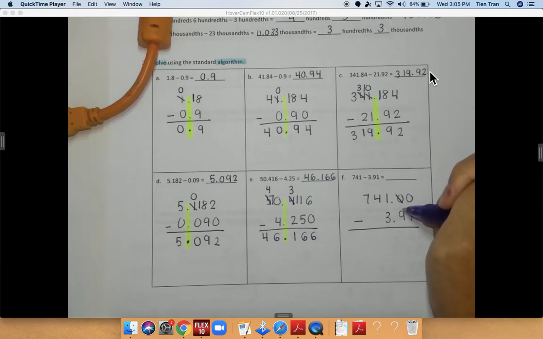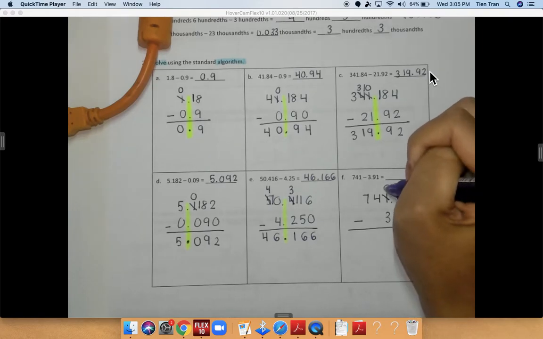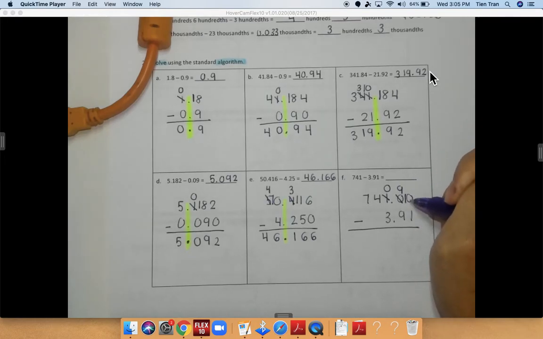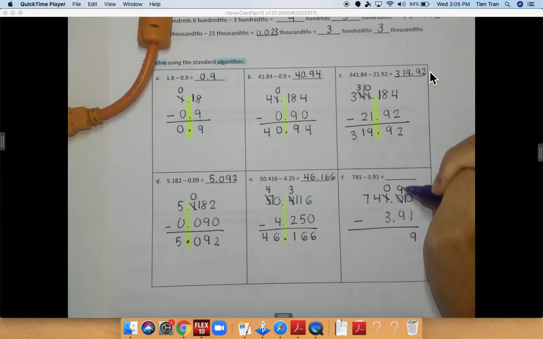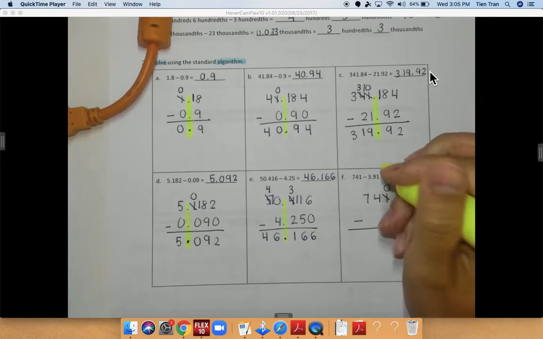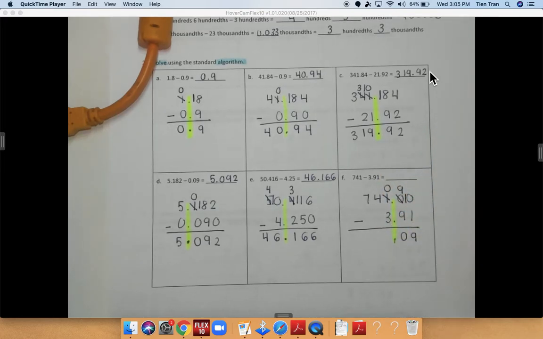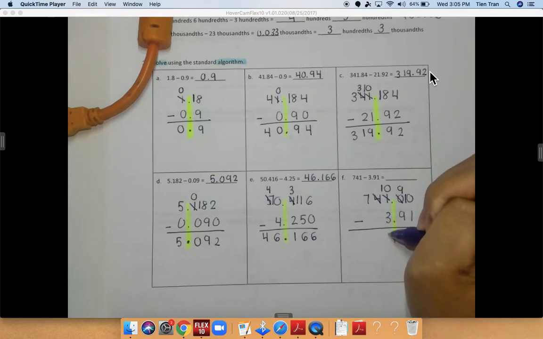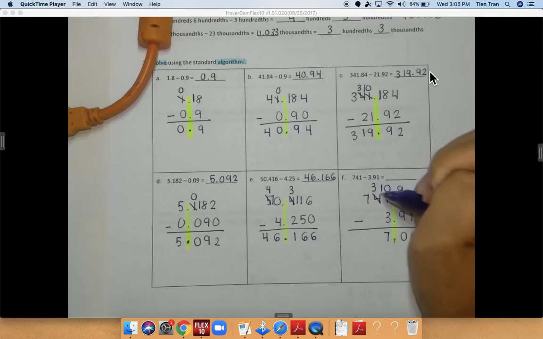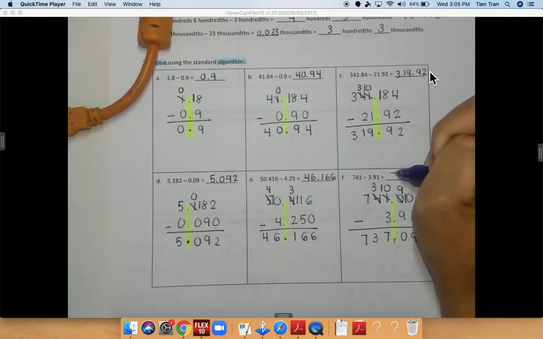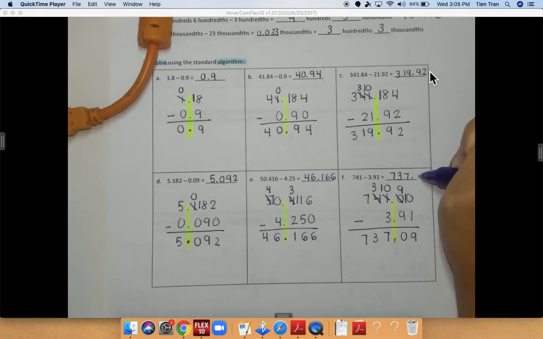On the other side, 0 minus 1 is not possible. I can't borrow from a 0, so I need to borrow from the 1. Okay, so 0 changes to 9. This 1 changes to 10. 10 minus 1 is equal to 9. 9 minus 9 is equal to 0. Bring down your decimal. Don't forget that. 0 minus 3 is not possible. I need to borrow. 10 minus 3 is 7. 4 changes to a 3. 3, bring it down. 7, bring it down. So I have 737 and 9 hundredths.